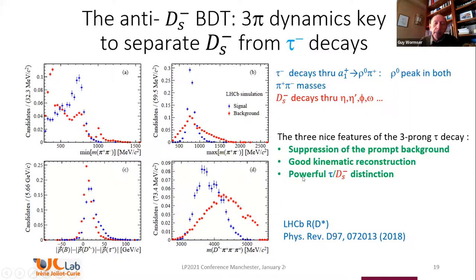So here you have, in summary, the really nice feature of these three-pronged tau decays. Not only do you have a very strong, complete suppression of the prompt background, a good kinematic reconstruction, and a powerful tau DS distinction. In other terms, the three pions tell you what their parent is.